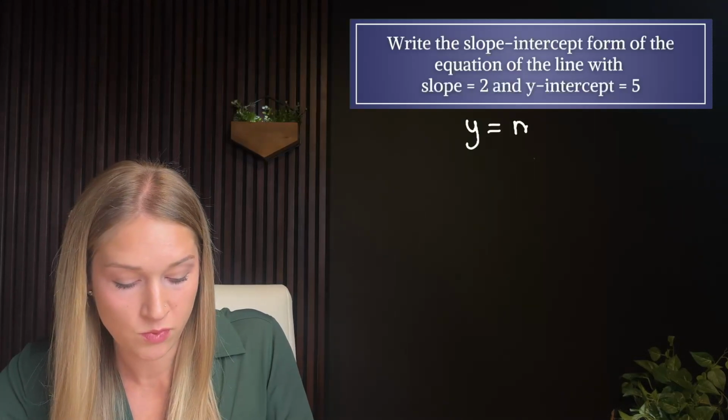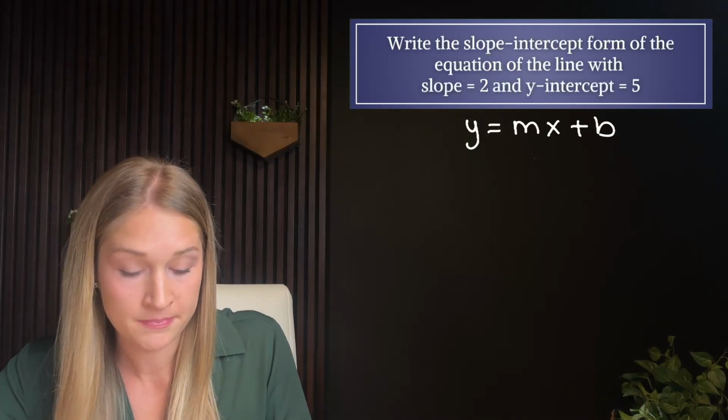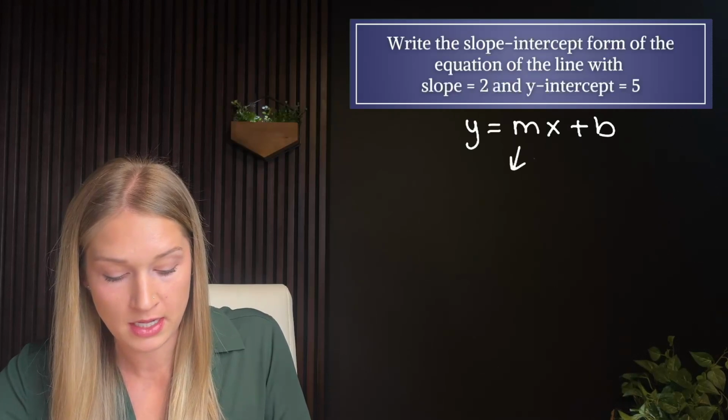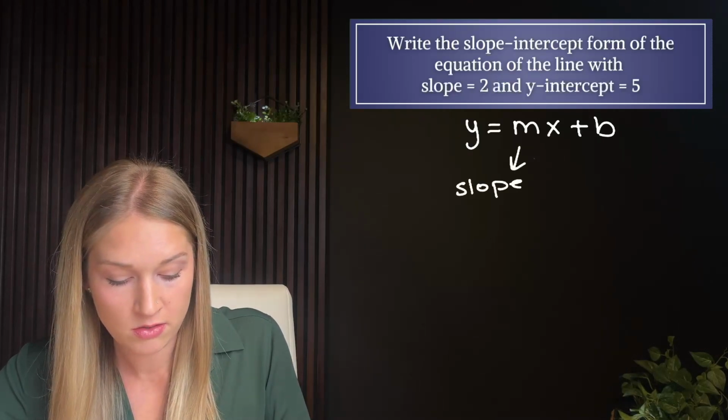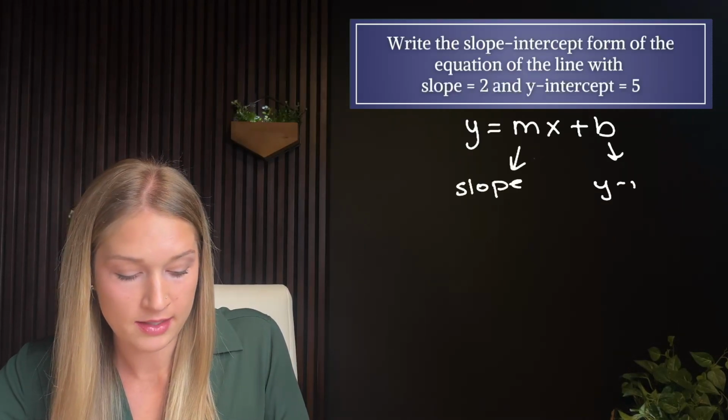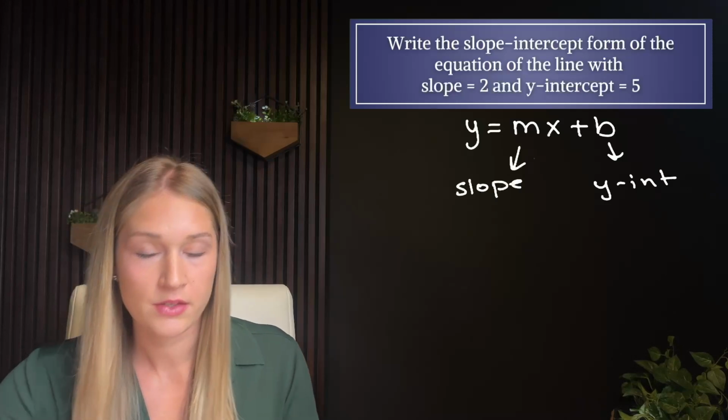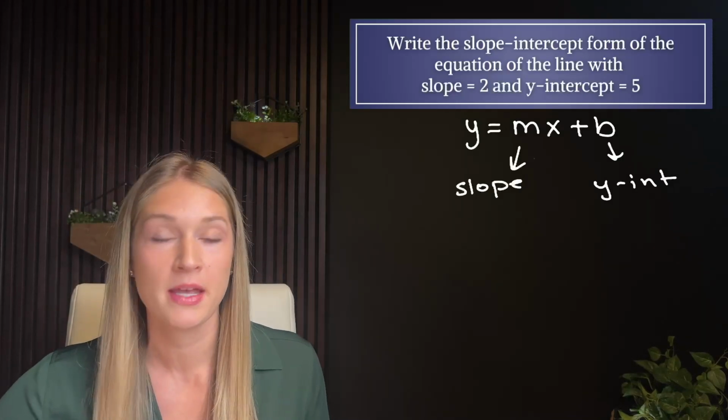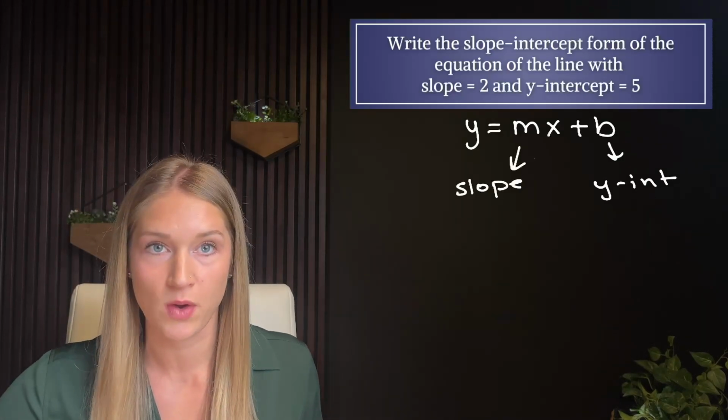So I'm going to use y equals mx plus b. This is your slope-intercept form because it tells us our slope and it tells us our y-intercept. The coefficient on x is going to be your slope, and that constant added to the end is your y-intercept.